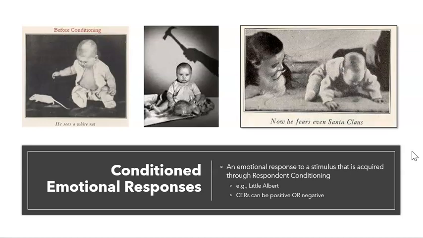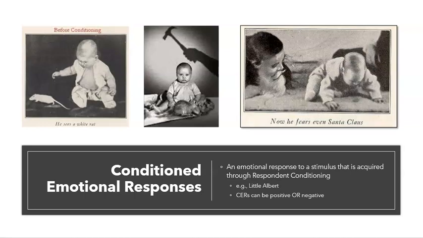And what they did was they looked at conditioning him to be scared of a white rat. Now, it wasn't just classical conditioning, but it's also what's called conditioned emotional responses. So it's an emotional response to a stimulus that's acquired through classical conditioning, also called respondent conditioning. So in conditioned emotional responses, some types of conditioned responses are produced through classical conditioning.